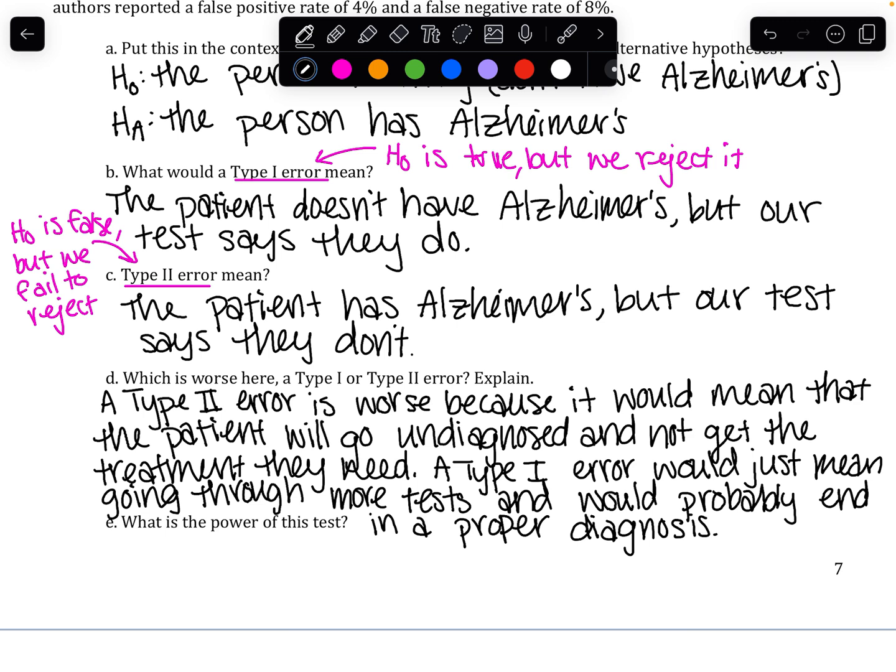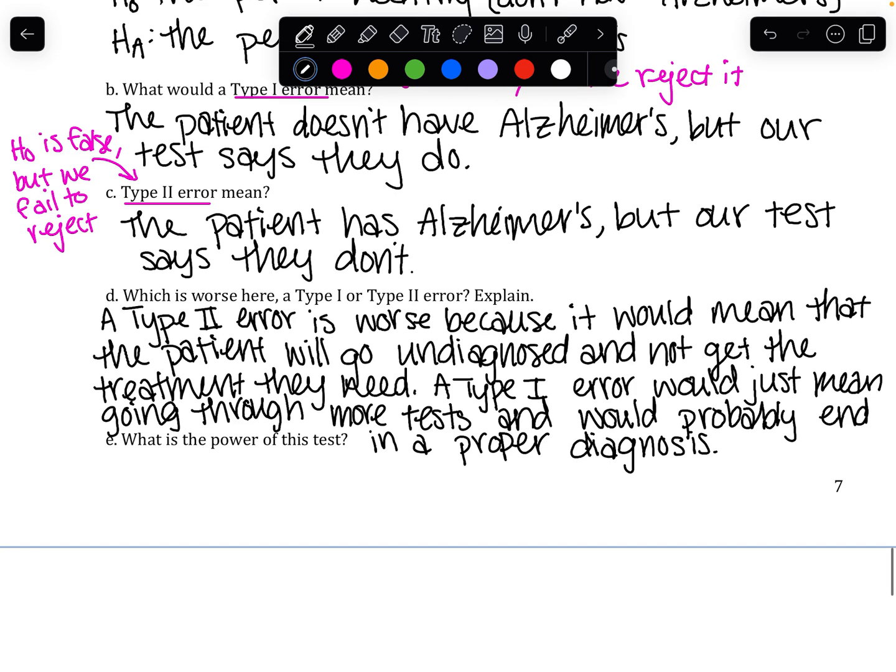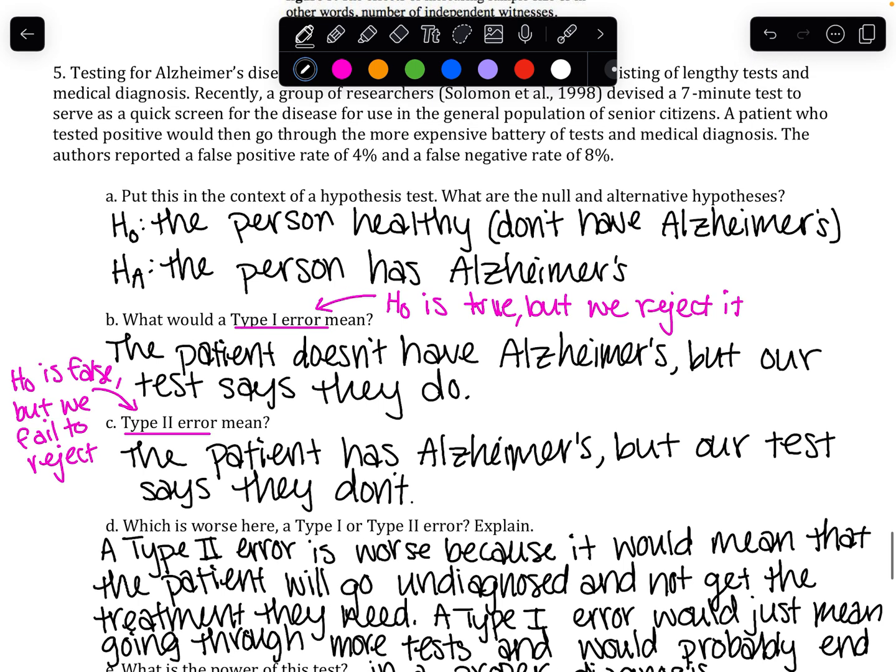Now, what is the power of this test? Well, we know that to calculate power, we can find that by 1 minus beta. In this problem, they actually tell us what beta is. Remember, beta is the probability of a type 2 error, meaning the patient has Alzheimer's, but the test says they don't. That would be a false negative. So this is telling us that beta is 0.08.